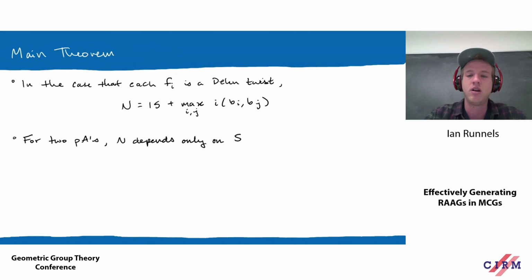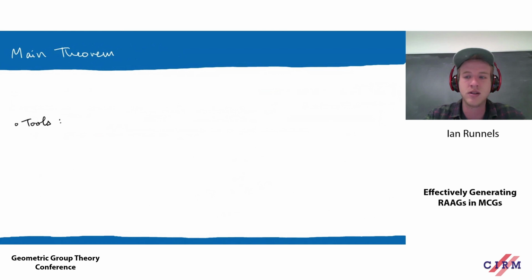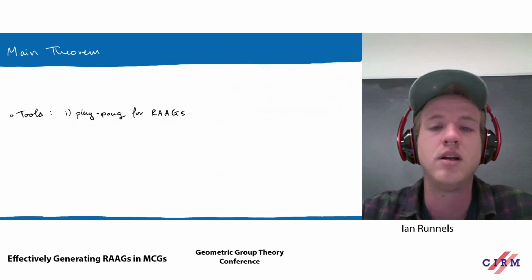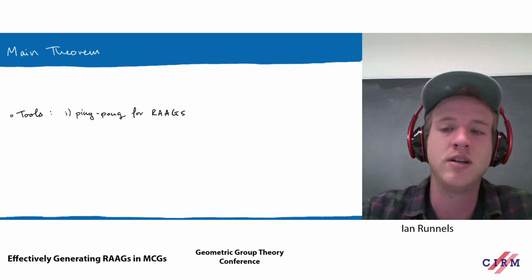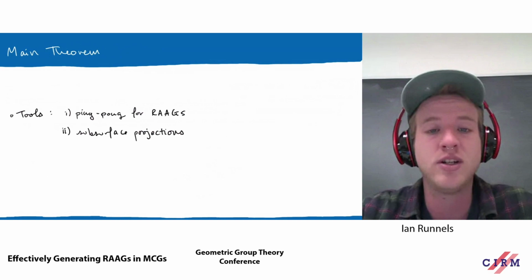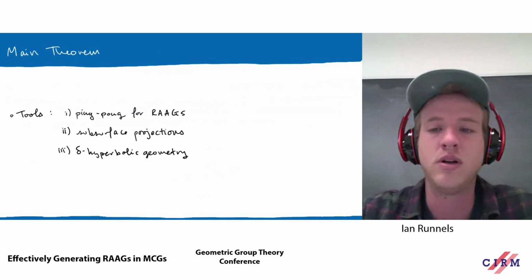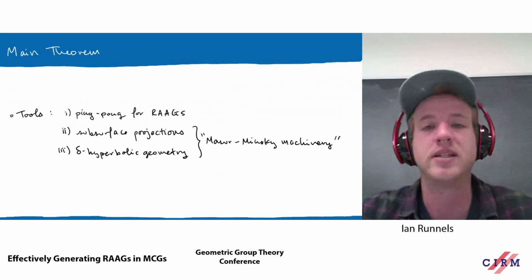Okay, how do we prove such a statement? What are the tools that we're going to use? The first is a ping pong lemma for right-angled Artin groups, which is a natural extension of ping pong for free groups in the classical case. And then in order to play ping pong, we have to specify some sort of group action on a set. Our sets are going to be given in terms of what are called subsurface projections, which I'll describe. And then we have to use a little bit of Gromov hyperbolic geometry. And really these last two mingle together under the umbrella of what's called the Masur-Minsky machinery.